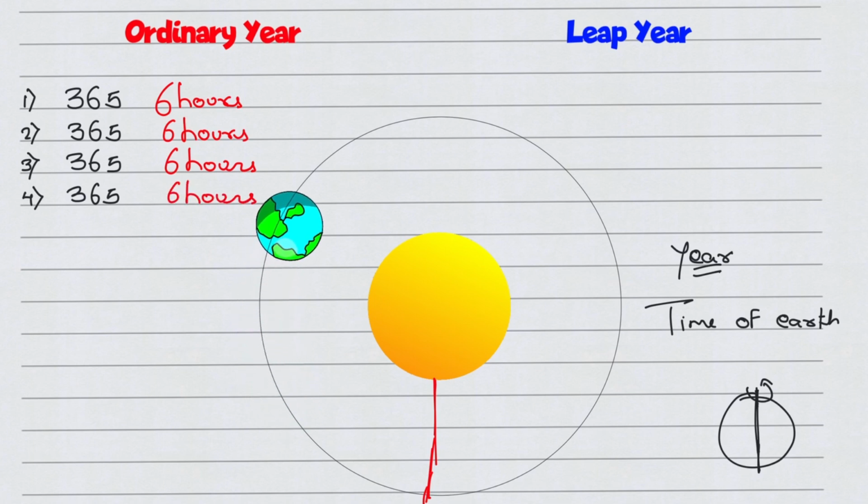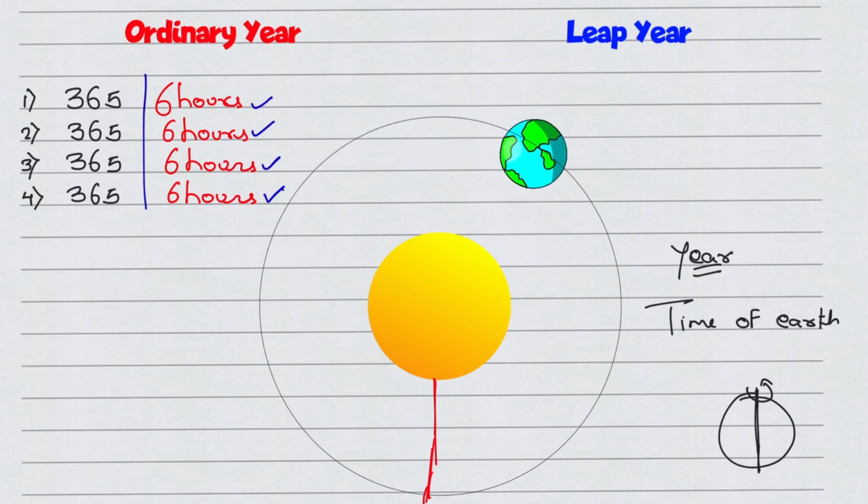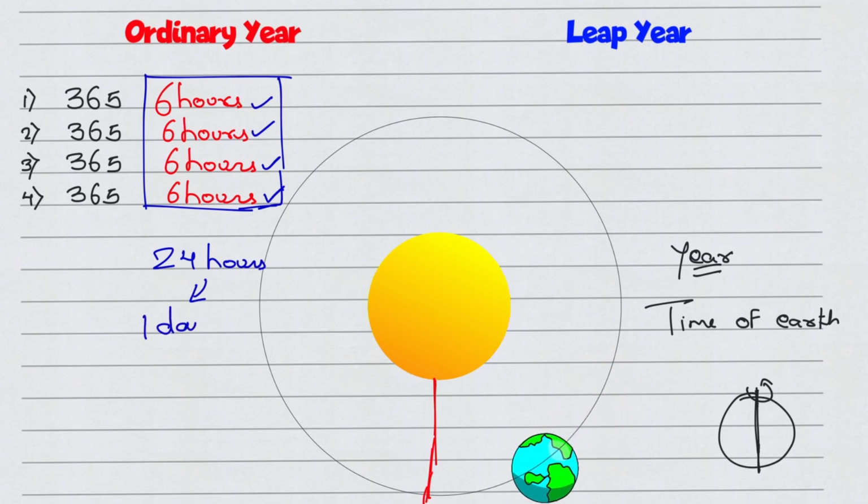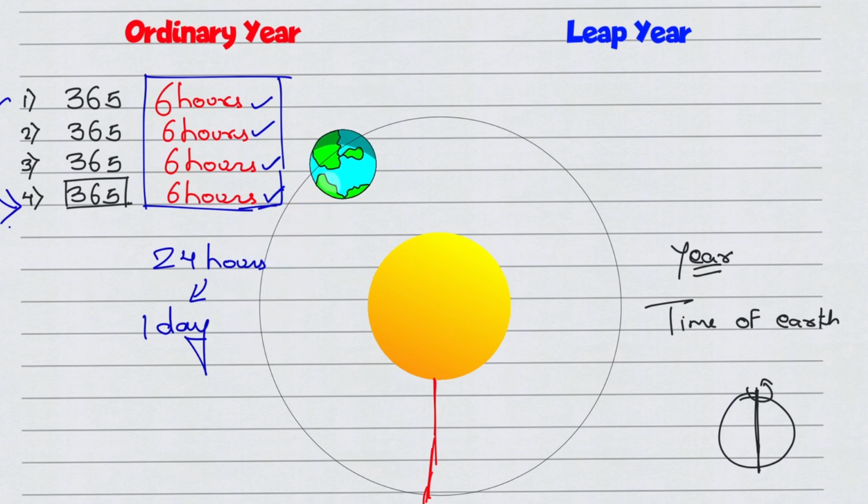But now there is a pattern that is being formed. 6 hours, 6 hours, 6 hours, and this 6 hours together will be what? 6 into 4 is nothing but 24 hours. And 24 hours is nothing but 1 day. So what is happening? In every fourth year, you are having one extra day that is being added. So I'll not write this as 365. Now I'll write this as 366 days.